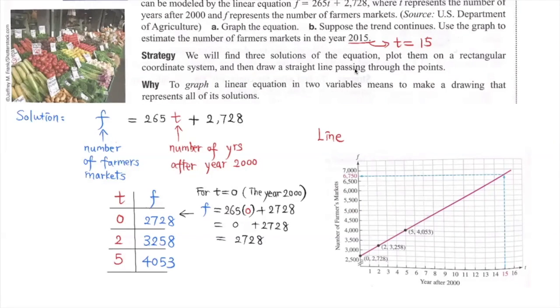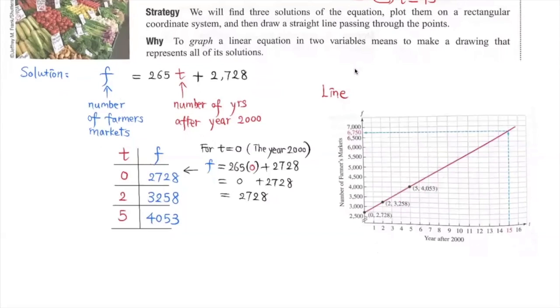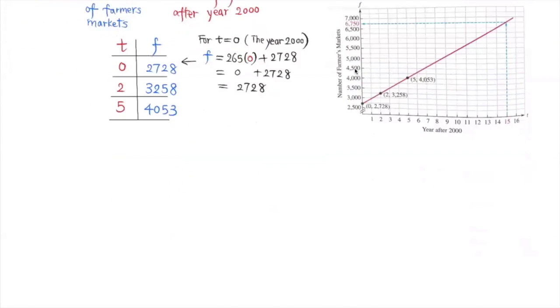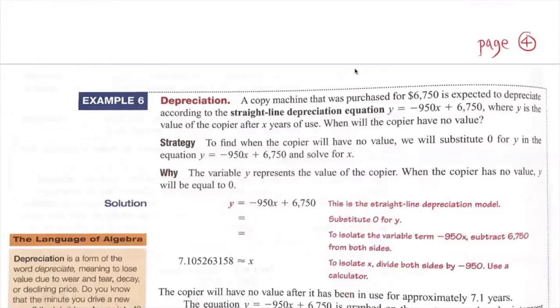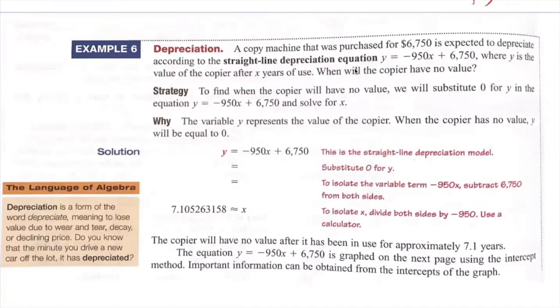Okay, so that was the first example. Next example, Example 6, depreciation. A copy machine that was purchased for $6,750 is expected to depreciate according to the straight-line depreciation equation, where Y is the value of the copier after X years of use. When will the copier have no value?